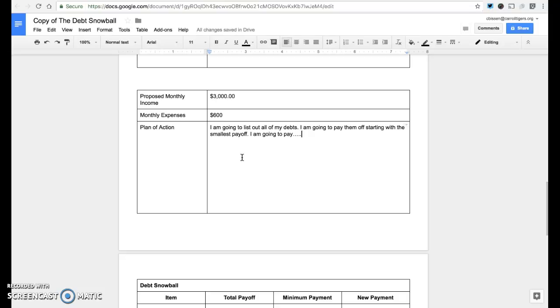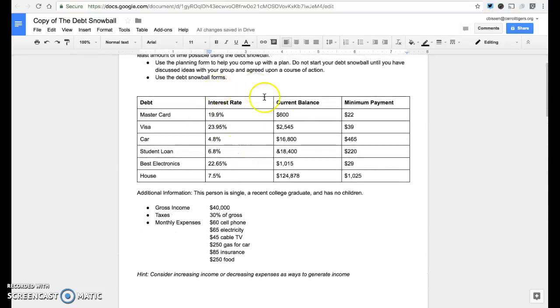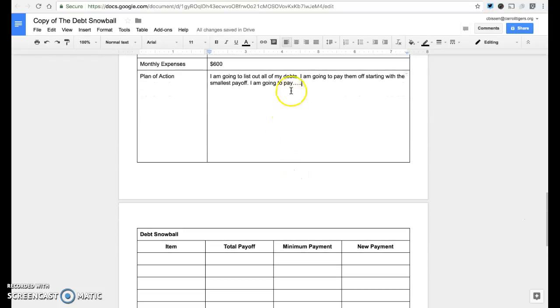and then I'm going to take that money and I'm going to put it all towards the next smallest bill, which would be my, let's see, my best electronics card. And then once I'm done with that, I'm going to go and I'm going to work on my visa. So this is where you are just in word form giving me your plan of action.